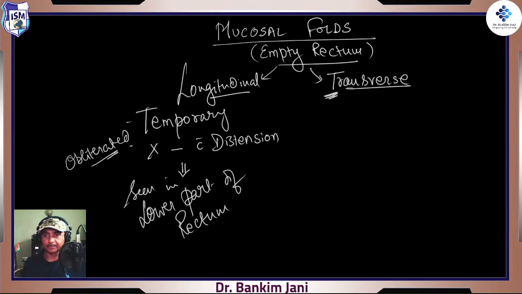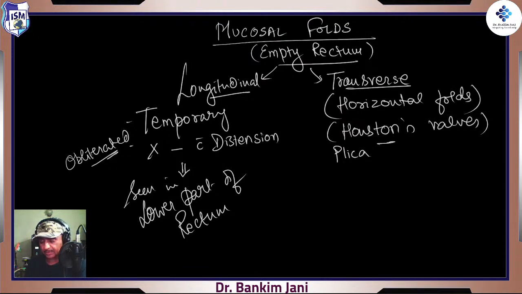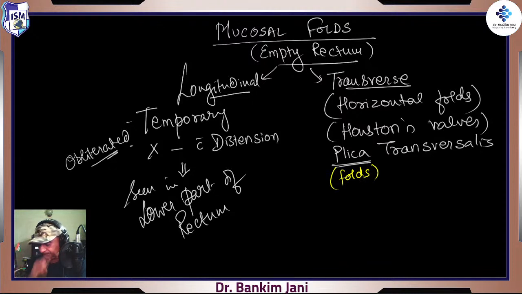Regarding the transverse folds, they are also called horizontal folds. It makes sense, right? Horizontal folds. They are also called Houston's valves. So many names. Since they are transverse, they are also called plica transversalis. Plica means folds. So these are the folds which are transversely situated.